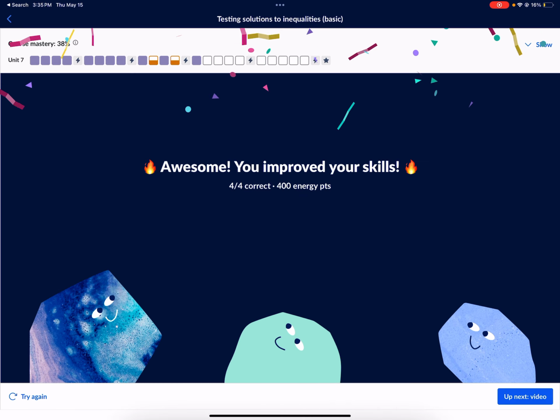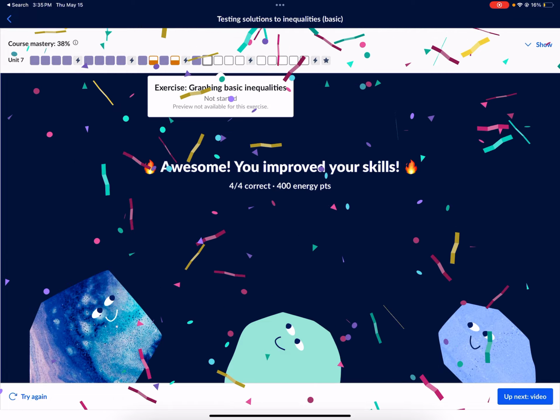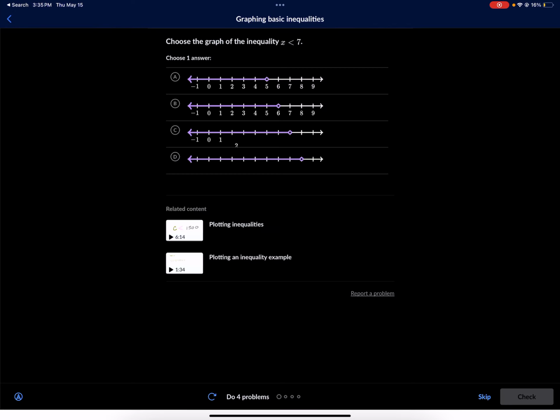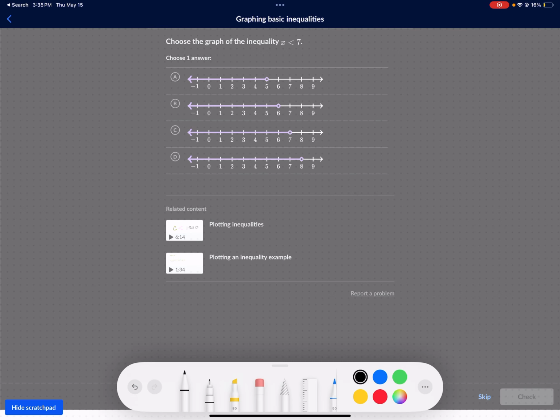Okay, so we're moving along here. Graphing basic inequalities. Choose the graph of the inequality x is less than 7. Okay, so we have less than 7. We want to find the graph where it lands on 7 and then goes to the left. Since x is less than, it's going left. If it was greater than, it's going to the right.